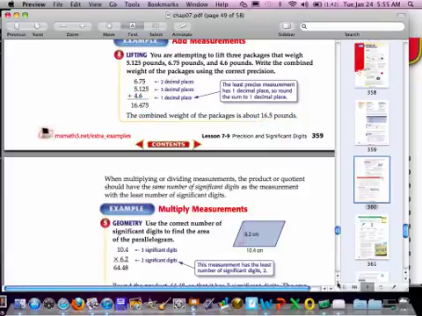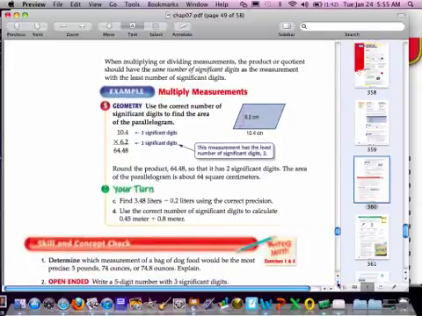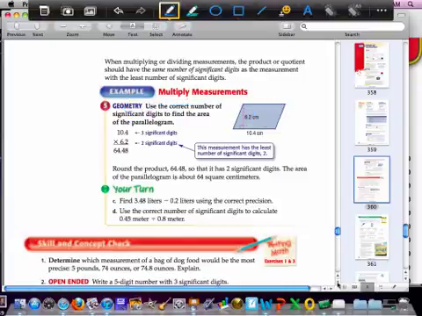If we're multiplying, the rules are a little bit different for multiplying or dividing. It's a little easier, I think, actually. And when we multiply or divide, what we're going to do is use the correct number of significant digits in the measurement that has the least amount of those. In other words, if I look at this answer, 10.4 has 3 significant digits. 6.2 has 2 significant digits. That means, since 2 is smaller than 3, obviously, my answer has to only have 2.